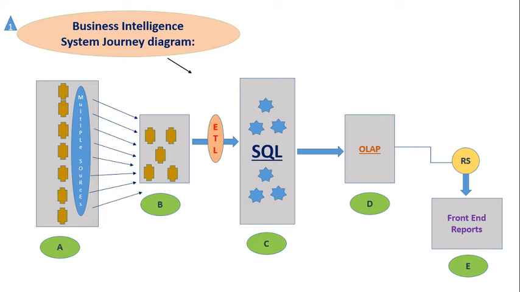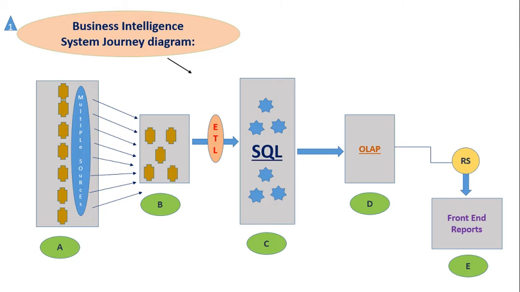And the E section, you can see, is the front end report section. In our market, multiple reporting tools are available. Using that, we can create front end reports and dashboards for the end user. Each one we are going to see individually.